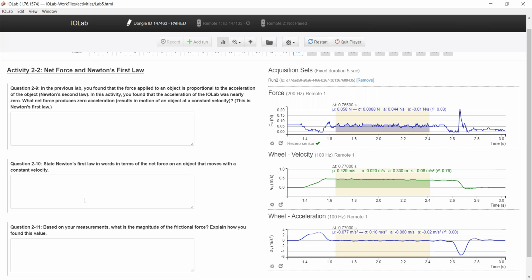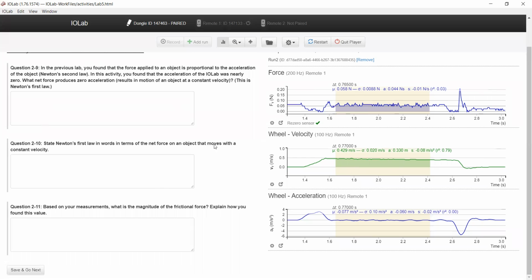Okay, based on your measurement, what is the magnitude of the frictional force and how do you find the value? So we already said that, yeah. Net force has to be zero, so you had some force applied and the frictional force has to be in the opposite direction, but the magnitude has to be the same. Go ahead, write the answers, click on 7, go next. Make sure you get the concept.